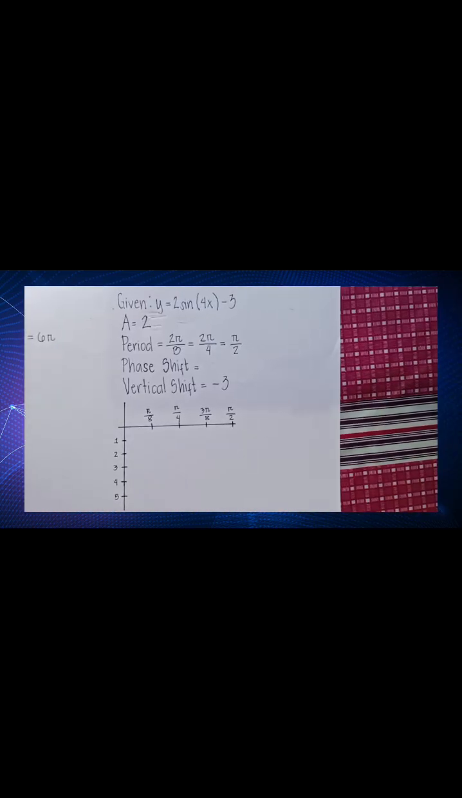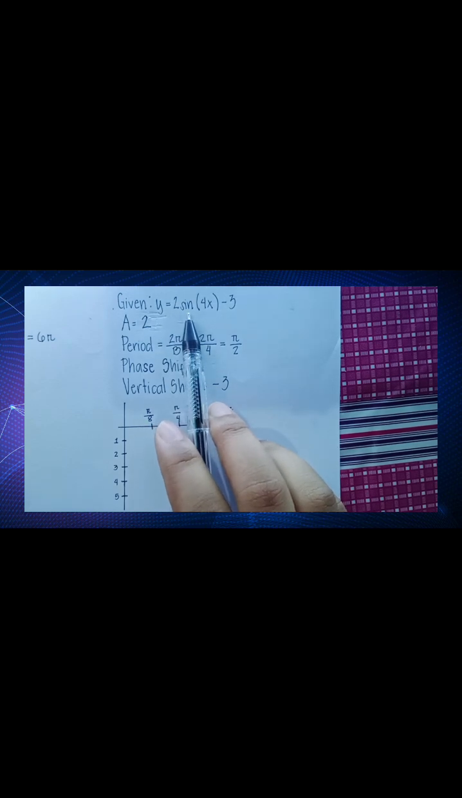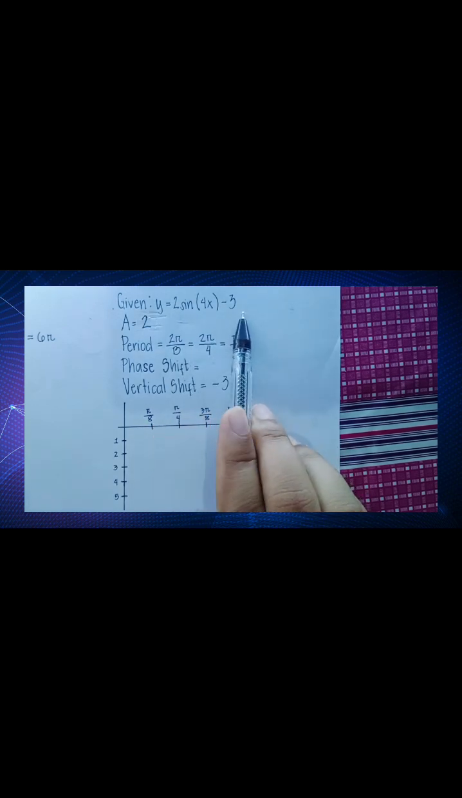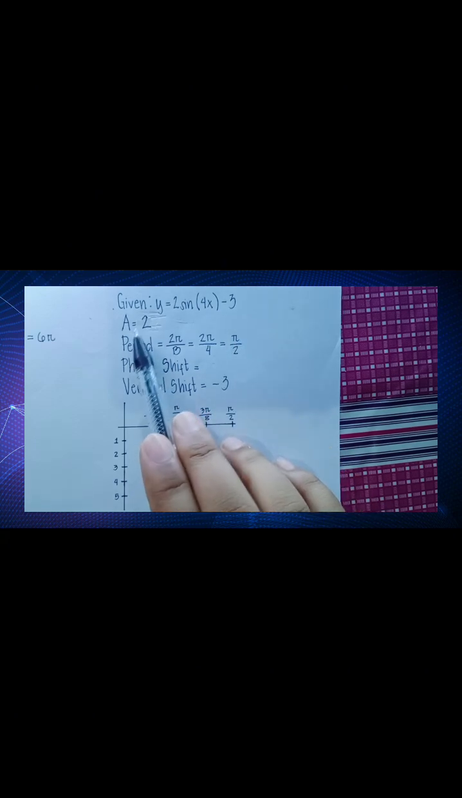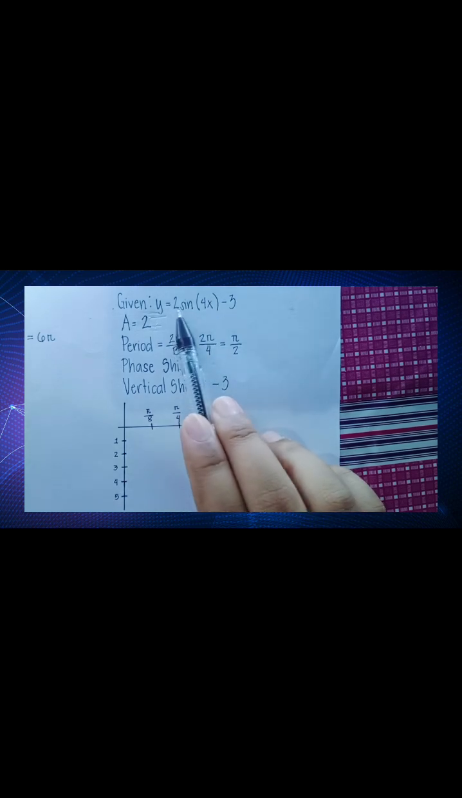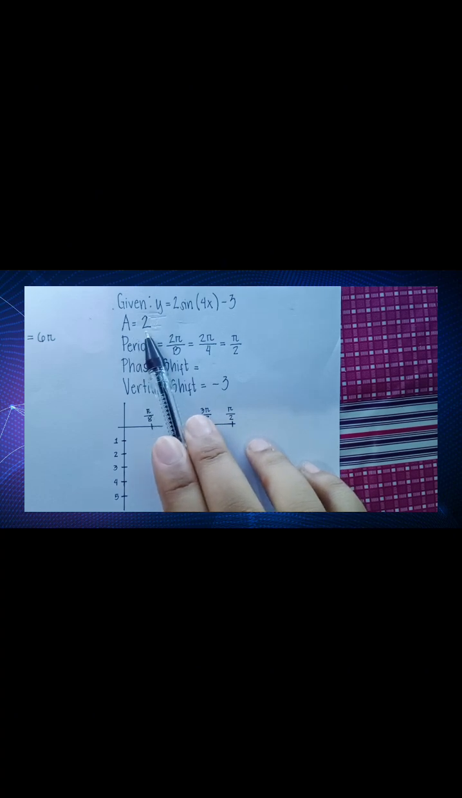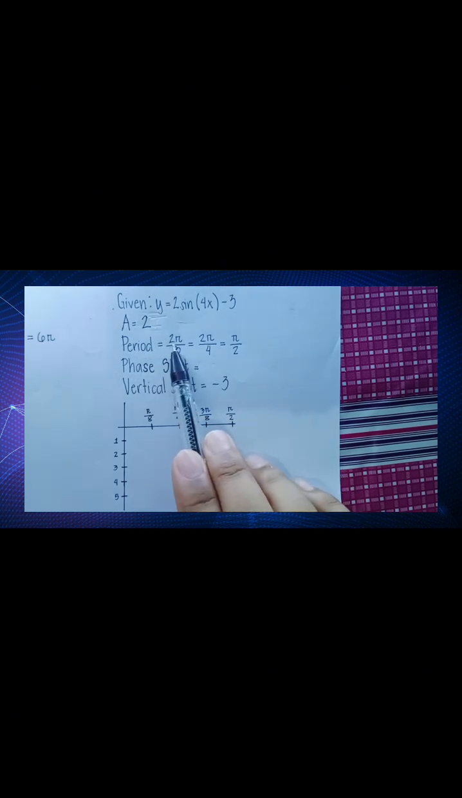So here's our example number 2, our given number 2. Given y equals 2 sine open parenthesis 4x close parenthesis minus 3. So a is equal to 2 because that is our a, or amplitude. The b is 4 and this d is negative 3. So the period is equal to 2 pi over b, which is 2 pi over 4, which equals pi over 2. So we don't have a phase shift because we don't have c in the given.